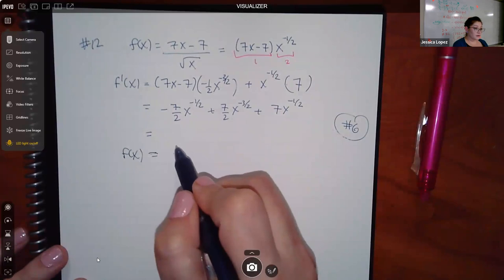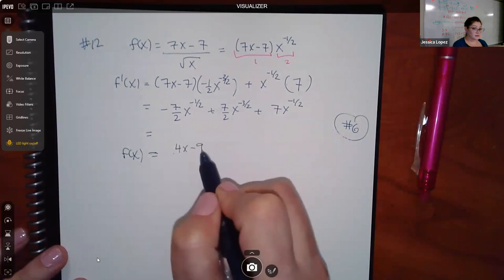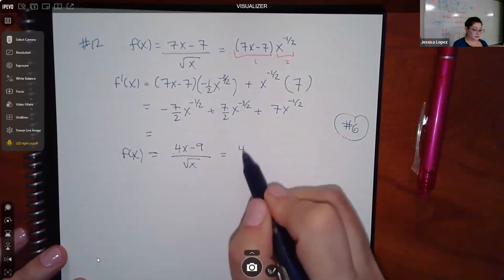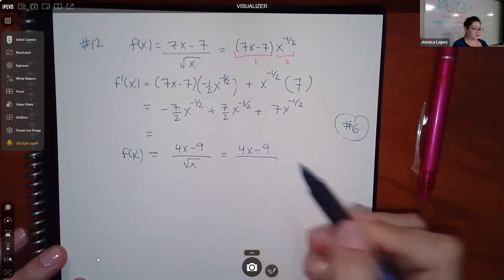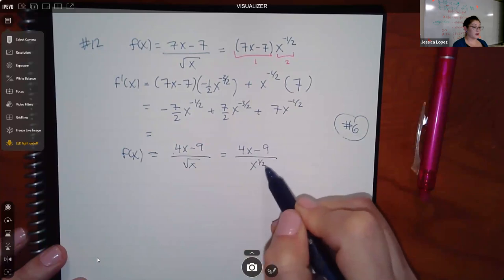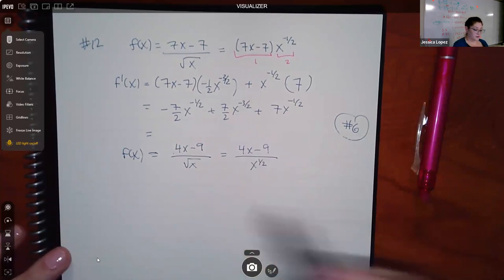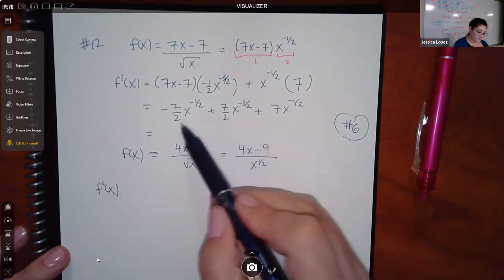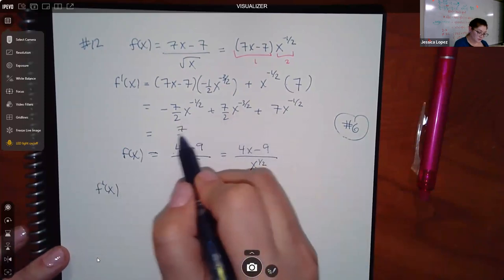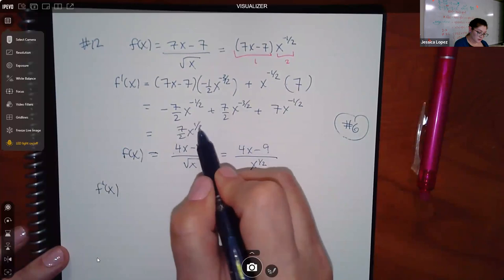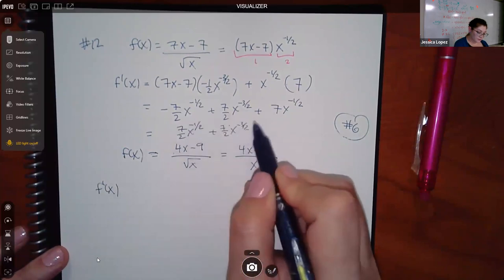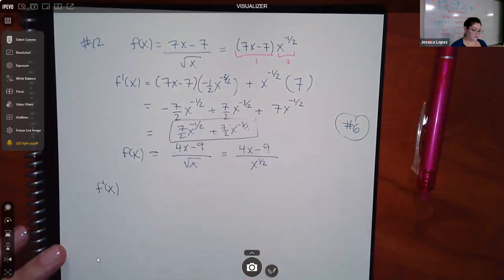You had 4x minus 9 over square root of x. You still have to rewrite it, but not as a product. You just write x to the power 1/2. Okay. So then when you do the derivative, and this one's not finished because it has to add those. So you get 7/2 x to the -1/2 plus 7/2 x to the -3/2. So that should have been the answer. I just didn't finish it.